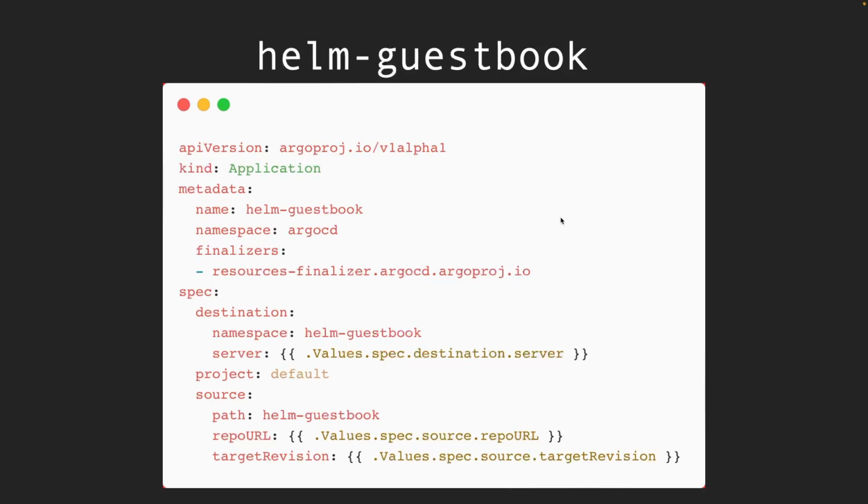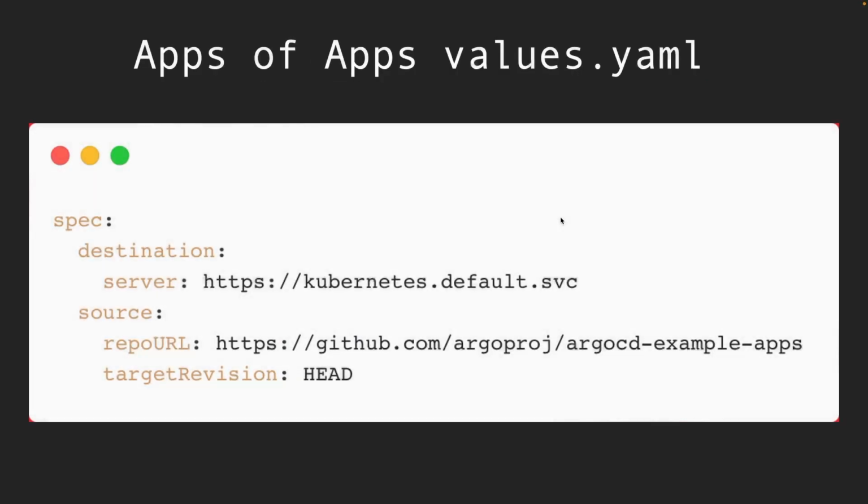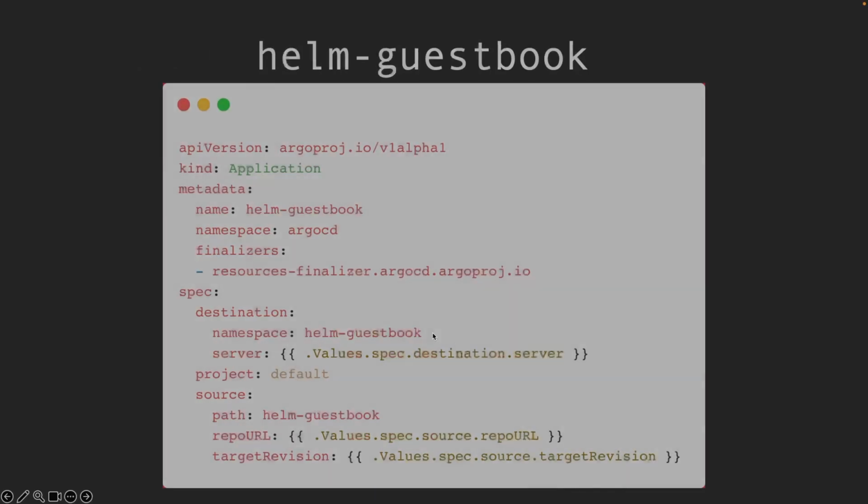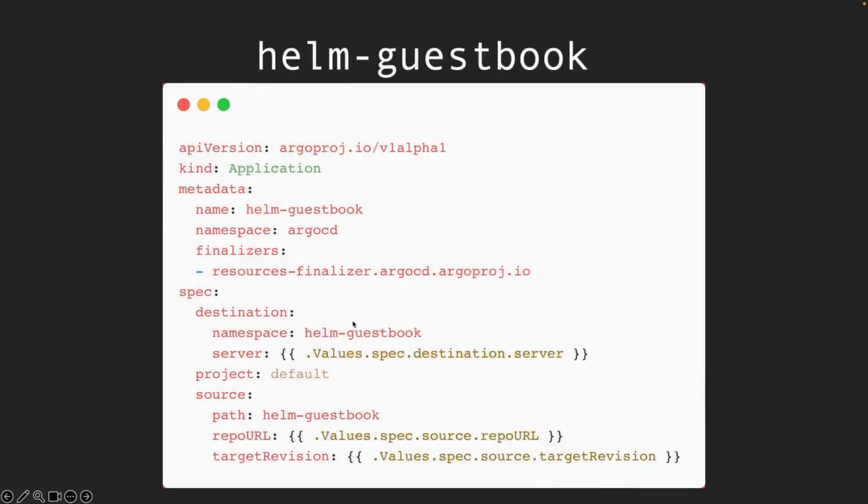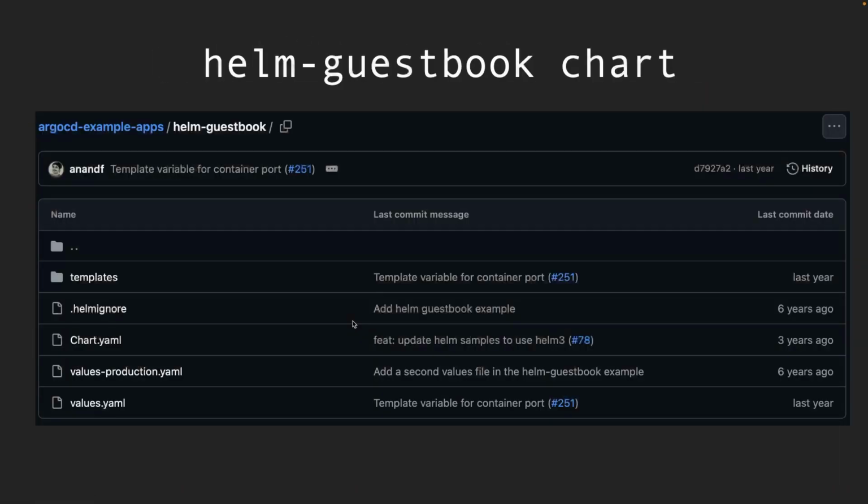Path is the folder where the source Helm chart itself is located for deploying the service. Let's take a look at the values.yaml of our apps of apps. So here we can see destination like server. It is a directive for ArgoCD application and also source. So we can see that we template it here. So it's clear.